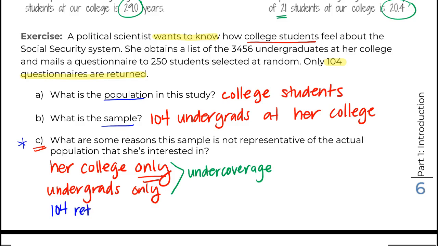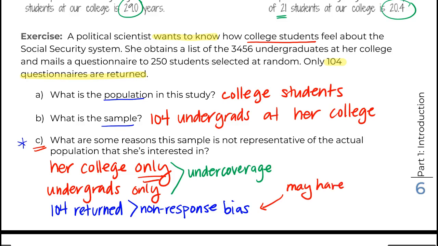She only has the 104 questionnaires, right? She sent out 250. That means her response rate was less than 50%. So this is what we would call non-response bias. And again, we're going to see all these definitions again later. I'm just giving us a little intro to them. And this is a particularly big issue in this particular case because the people who tend to send these things back are different than the students who don't. And in particular, they may have strong opinions. It's like the Rate My Professor Yelp effect.